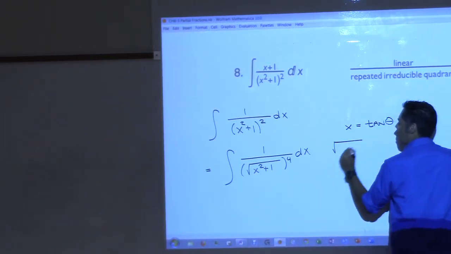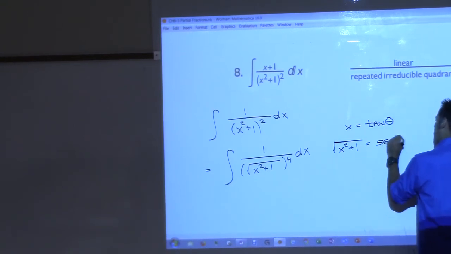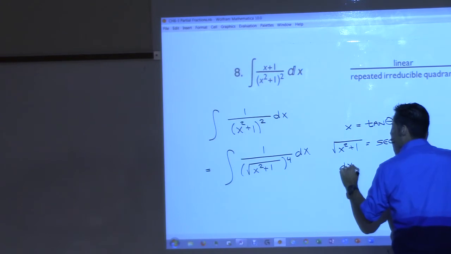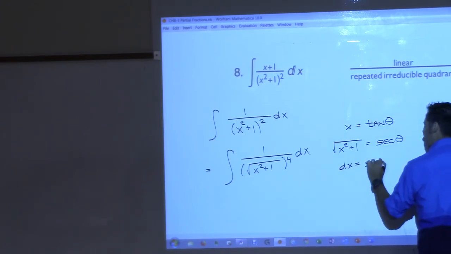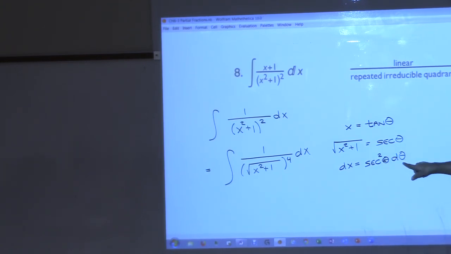So what does the square root of x squared plus 1 become? That's going to become secant theta. And then what does dx become? Secant squared theta d theta. I took off on some of your quizzes for not putting d theta.